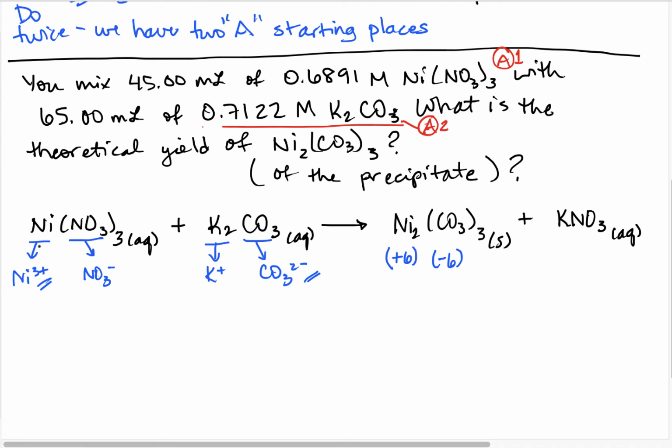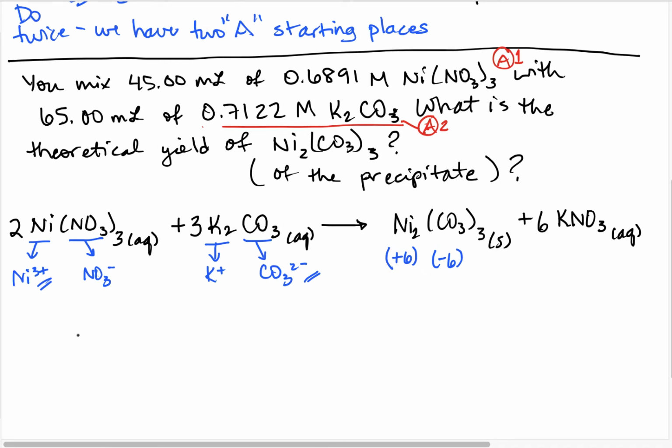If I look at the nickels, I can see I have 2 nickels over here. I better put a 2 out front. If I look at the carbonates, I can see I have a 3 out front. And so when I look at everything else, it looks like I'm going to have 6 potassium nitrates, and that will balance it.